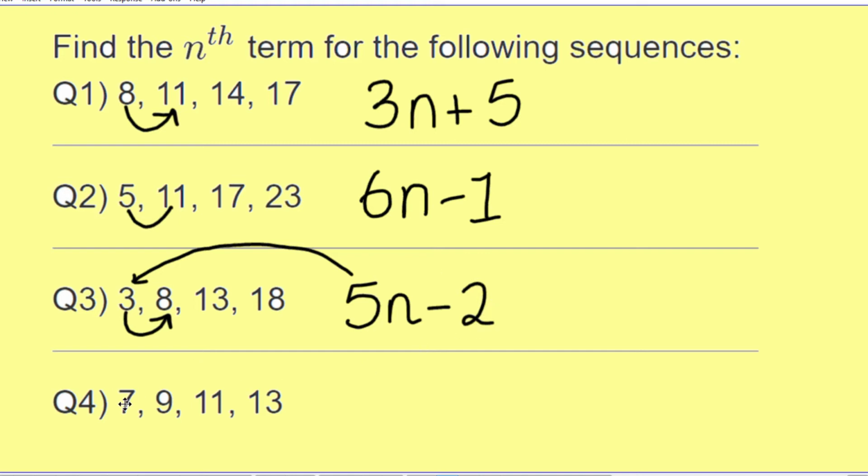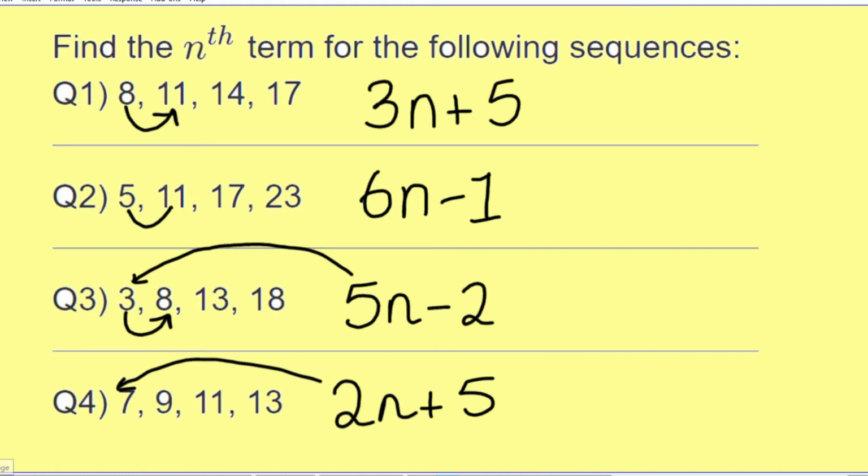Last one, we're going from 7 to 9 to 11 to 13, so we're increasing by 2, so that's 2n. And then to get the second part, how do I get from 2 to 7? That's going to be plus 5. So the nth term here is 2n plus 5.